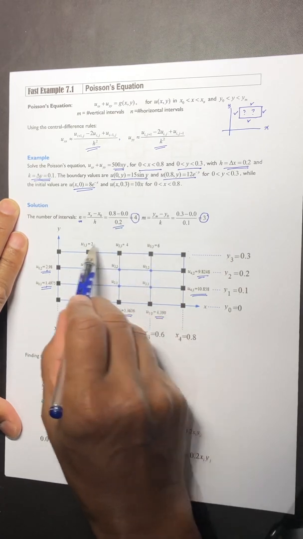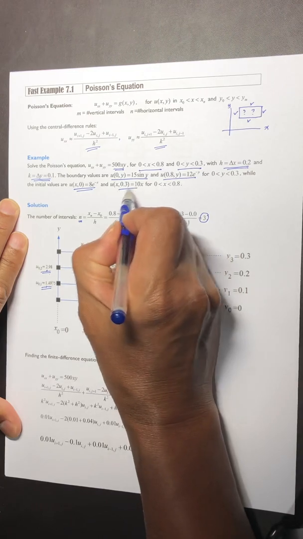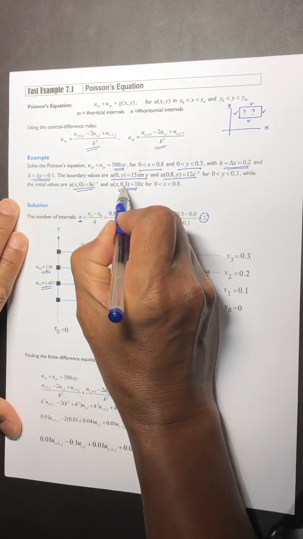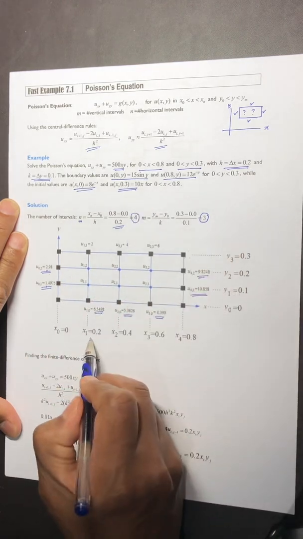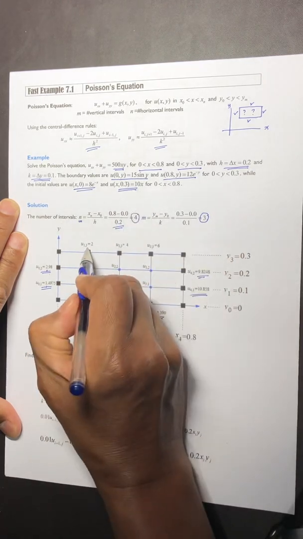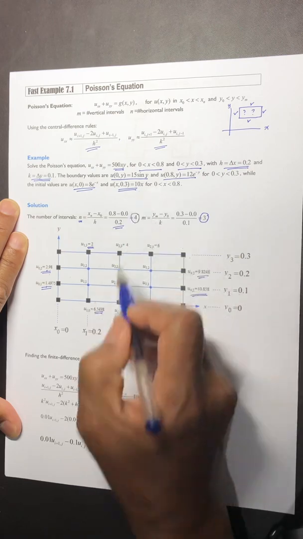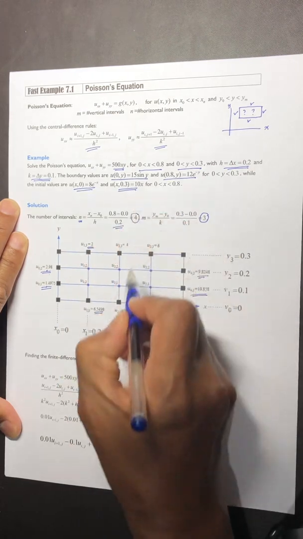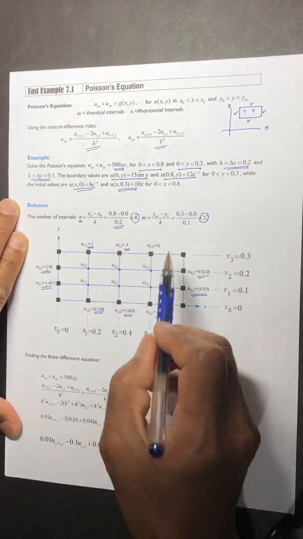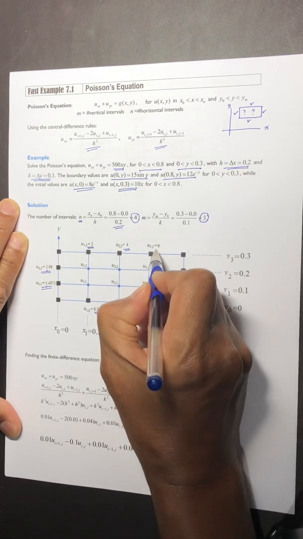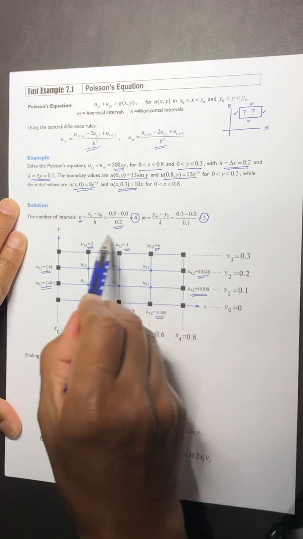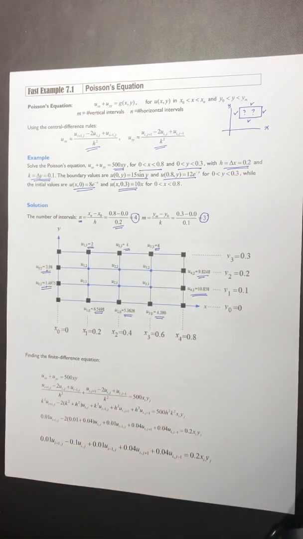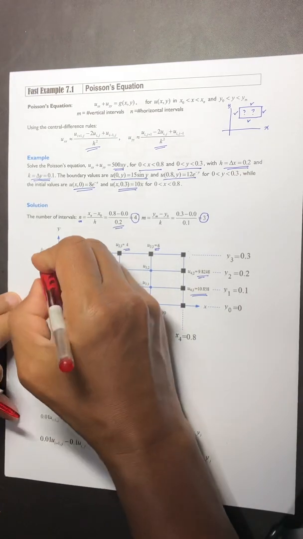Above, on top, this is the equation given. When y equals 0.3, it is 10x. So when x is 0.2, we get 2. When x is 0.4, we get 4. When x is 0.6, we get 6, based on this equation. So we have the boundary values computed.